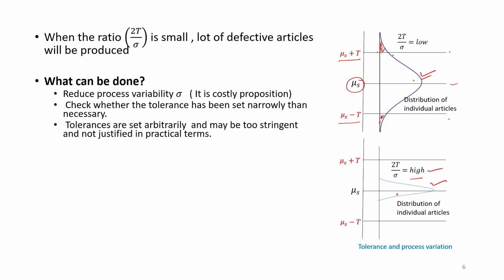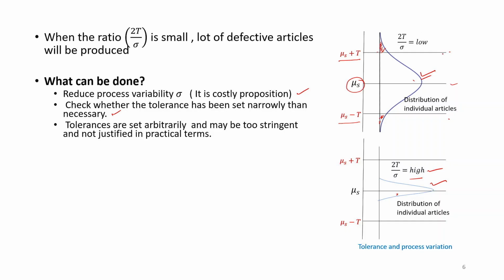Now in this case, if we want to improve the situation, what can we do? We can reduce the process variability. That is, if I can reduce the spread, that is what is shown in the lower diagram, where the spread has been reduced. So one thing is to reduce the process variability and check whether the tolerance has been set more narrowly than necessary.